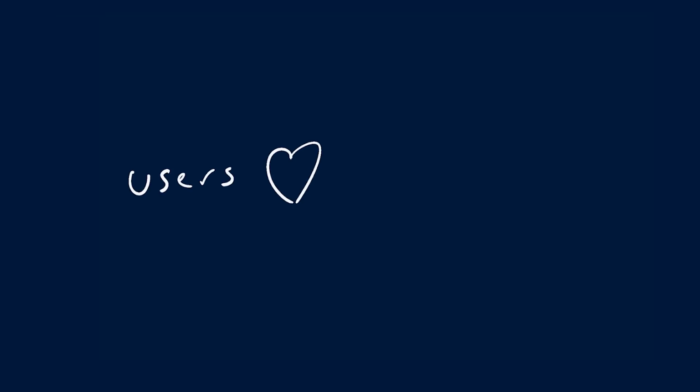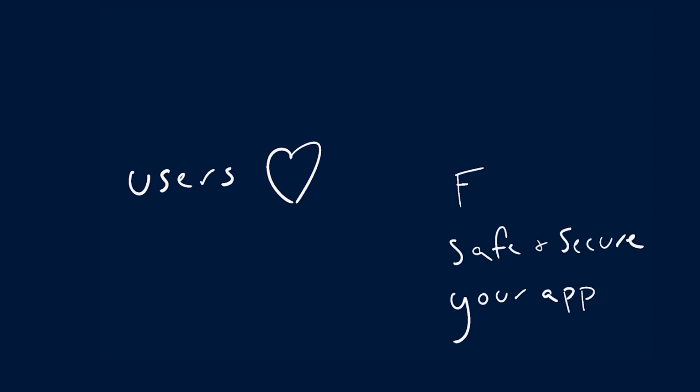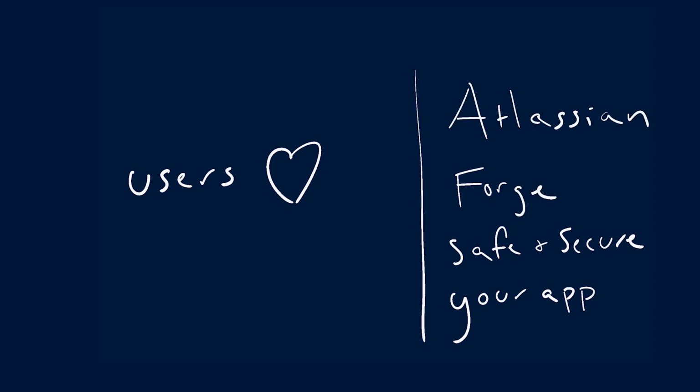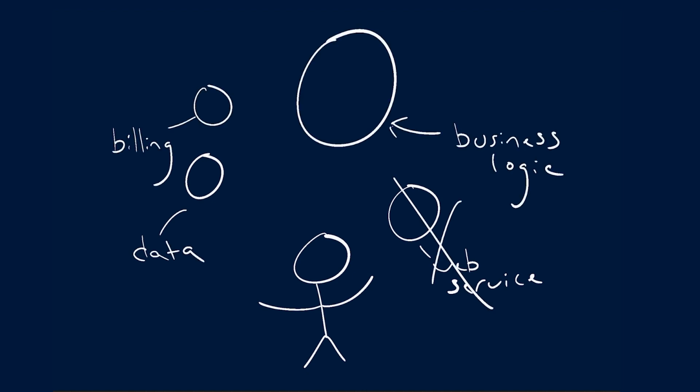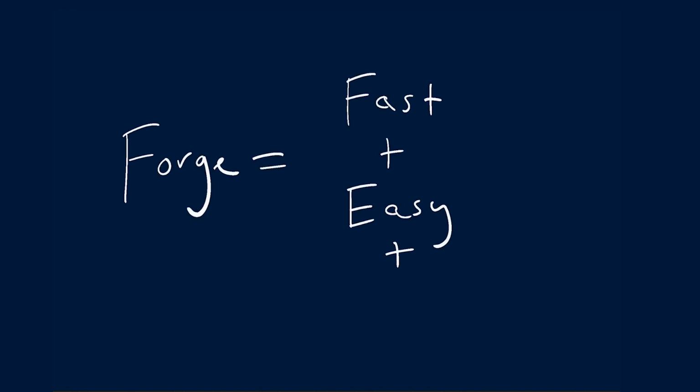Why is all of this so great? When everything lives and runs inside of Atlassian, you're able to deliver the same level of security and trust to users as Atlassian. Customers don't have to wonder whether they can trust your web service to be always available and secure. Building an app on Forge allows you to focus on that core business logic. Let Atlassian take care of running web services and persistence layers. Forge is the fast, easy, and fun way to build great apps on Atlassian.